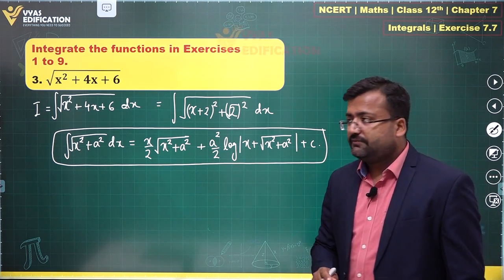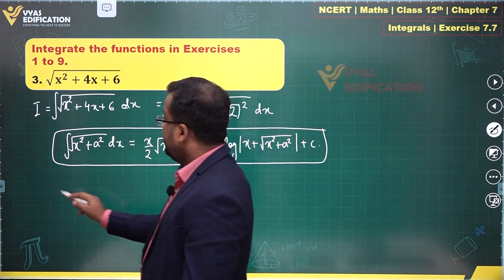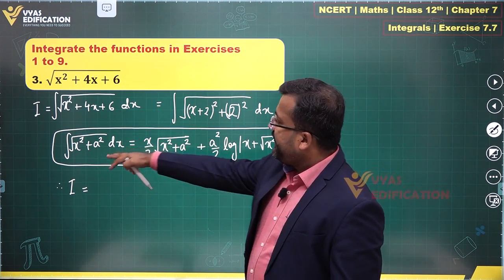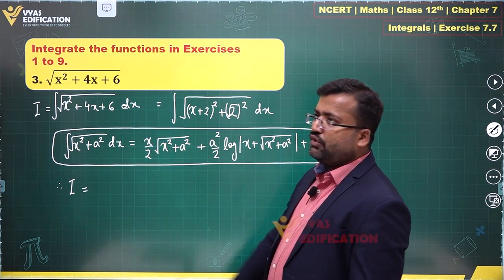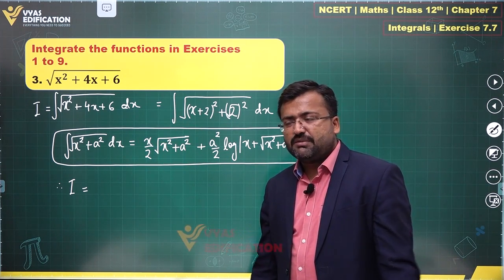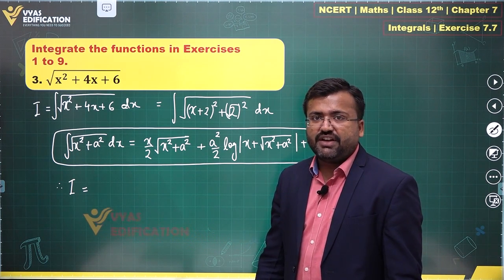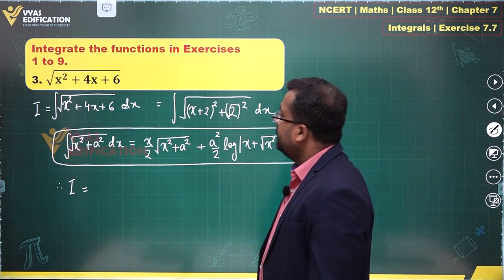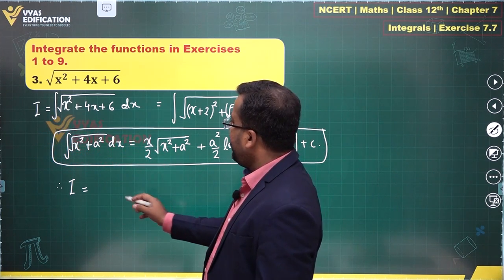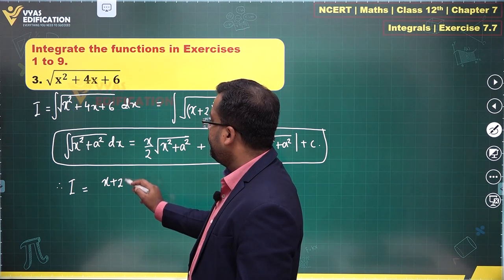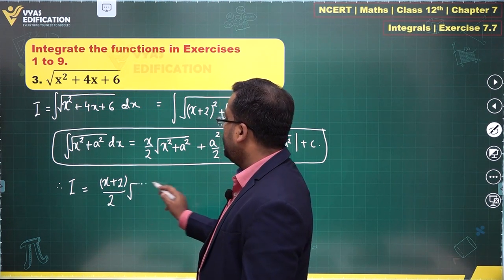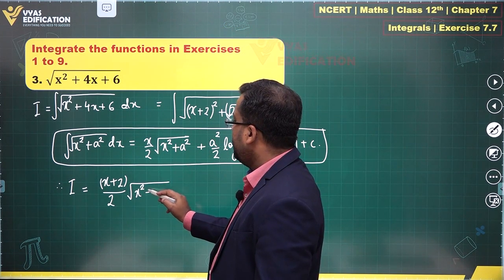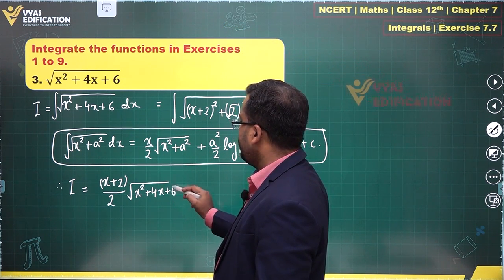Once we remember this formula, then therefore I becomes equal to what? Instead of x we have x plus 2, instead of a we have root 2. So x replaced with x plus 2 doesn't make much of a difference. This is a linear polynomial of x. We'll have to divide by the coefficient of x, that is 1, in the end. Right. So that's not difficult. I will be equal to x plus 2 by 2 under root of x square plus a square, which is actually x square plus 4x plus 6 only.